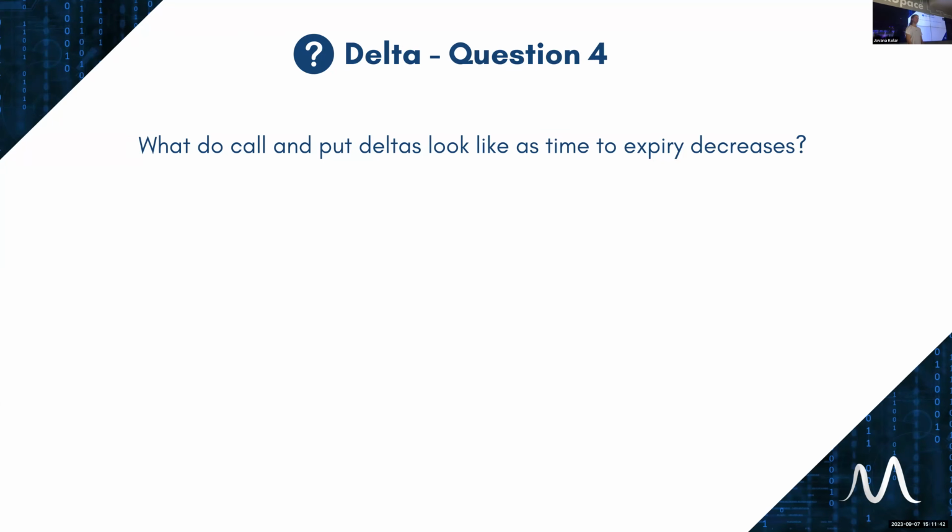Any ideas? So let's say you have a short time to expiry for a call. What do you think the delta will look like if you're out the money? Yeah, very close to zero. So with a short time to expiry, if you're already out the money, you're very likely just to stay out the money. So your delta would be very close to zero.